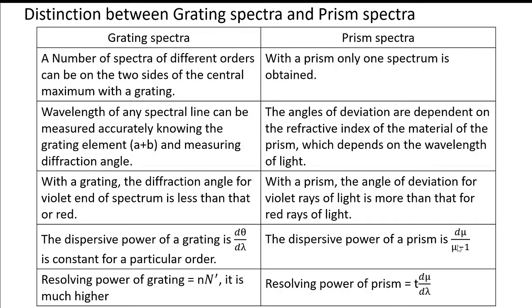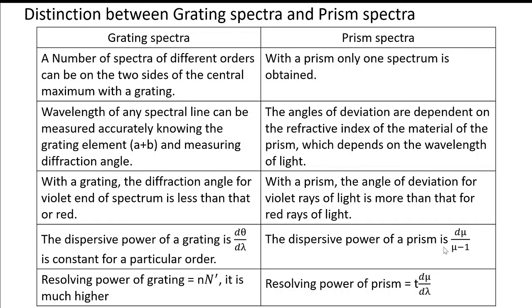In case of the prism spectra, the angles of deviation depend on the refractive index of the material of the prism, which depends on the wavelength of light. With grating, the diffraction angle for violet end of the spectrum is less than that of the red, but with a prism, the angle of deviation for violet rays of light is more than that for the red rays of light.